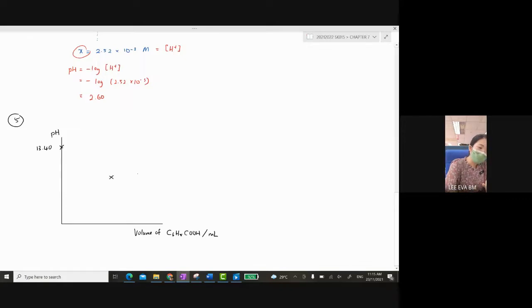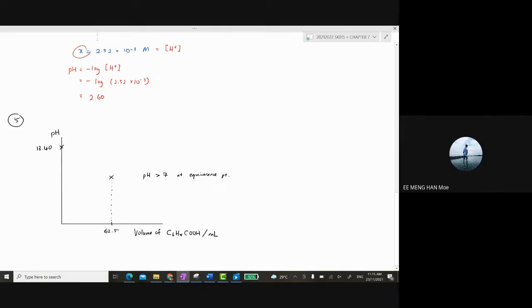So we roughly pointed over here. pH is more than 7, so this is the equivalence point. How about the volume at equivalence? 62.5. Remember, at the equivalence point there are 2 things that you need to label: the pH range and the volume of titrant. And then the final pH value is 2.6.